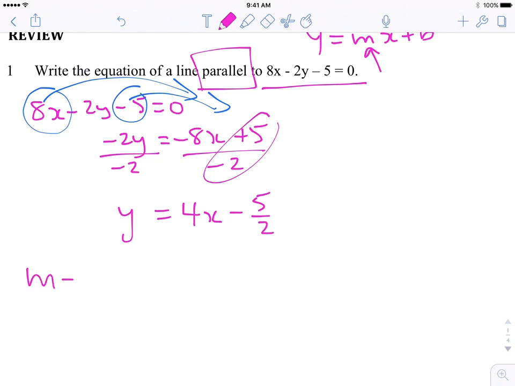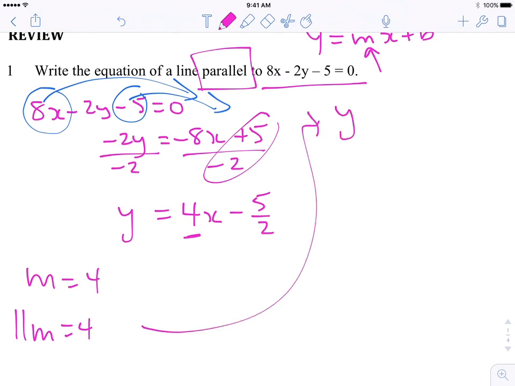So my slope is 4. There it is right there. And a parallel slope would also be 4. So I could make up any equation and just say y equal 4x, and I'll just say plus 3, because the question didn't tell me any other information. It just said write an equation of a line parallel, so it could be any y-intercept in this case. So I've chosen 3.